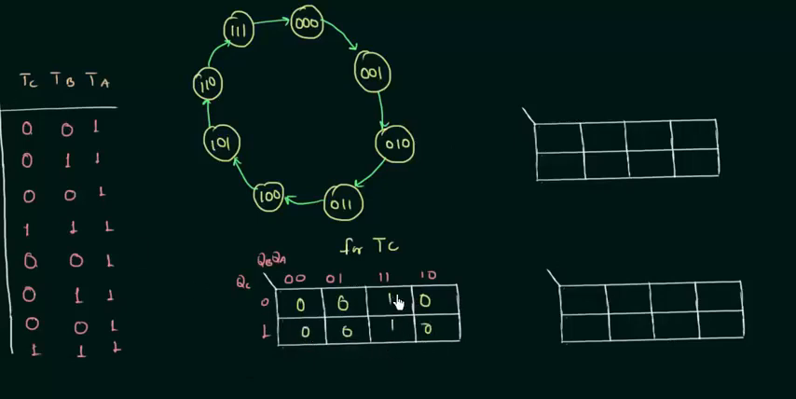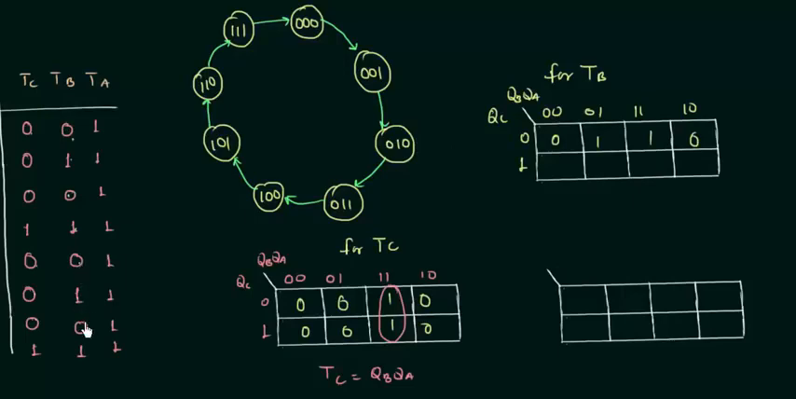We have a pair of 1s here, and thus TC is equal to QB QA. Now we will solve for TB. The inputs are QC, QB, QA. It is 0 1 0 1 initially, and then we have 0 1 0 1 again. We have a group of 4 ones, thus TB is equal to, you can see QC is changing from 0 to 1 and QB is also changing from 0 to 1, only QA is not changing and it is 1.